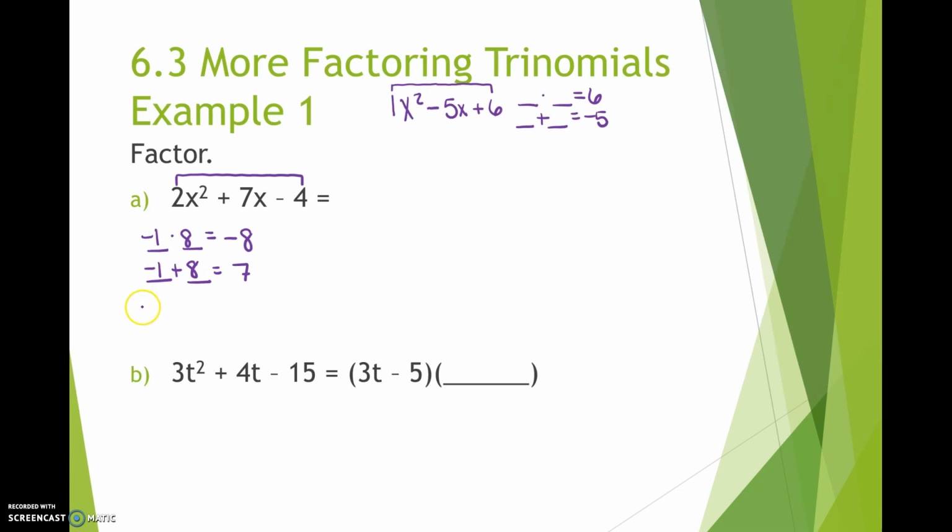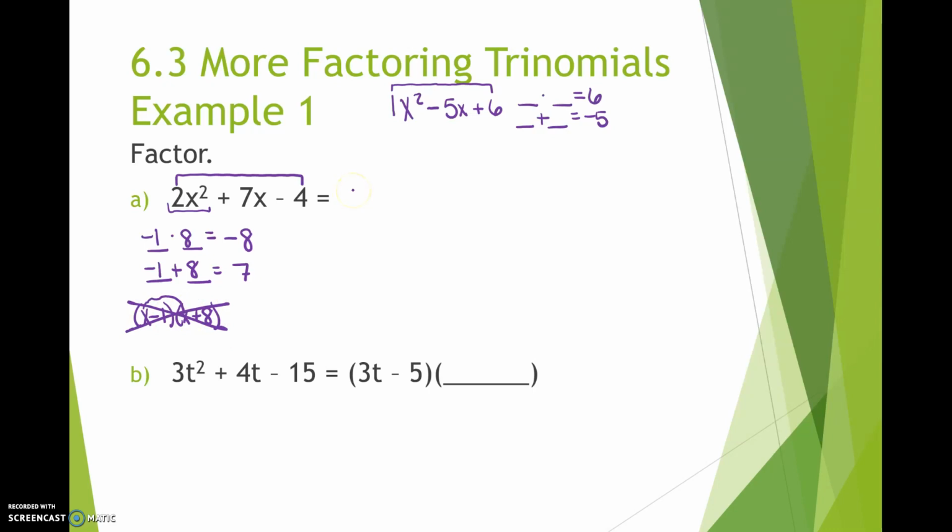We can't just do x minus 1, x plus 8, because if we multiplied this out, x times x would give us x squared. We really need it to give us 2x squared. So this is not going to work. We need to try something else.